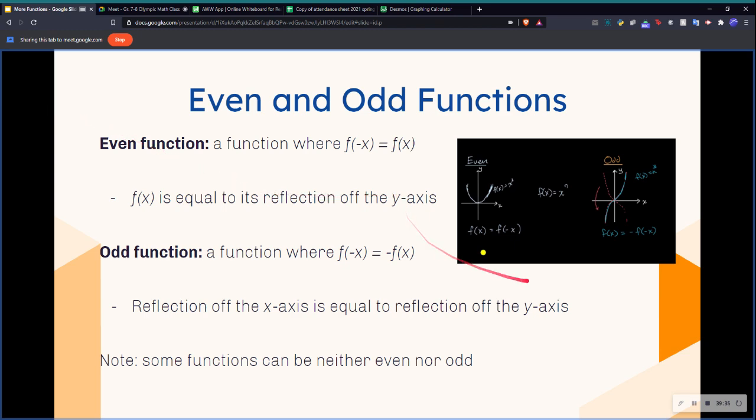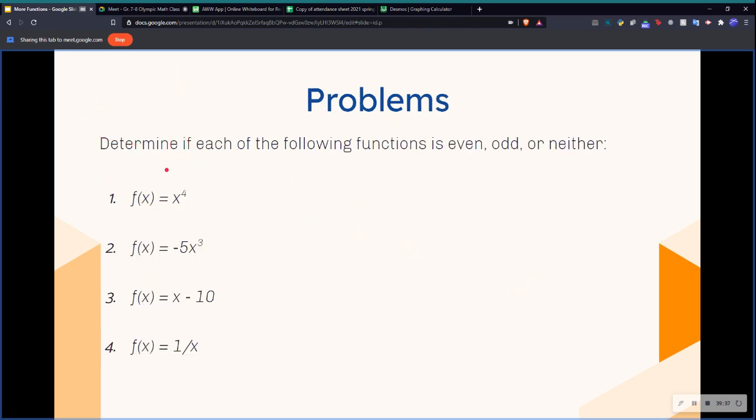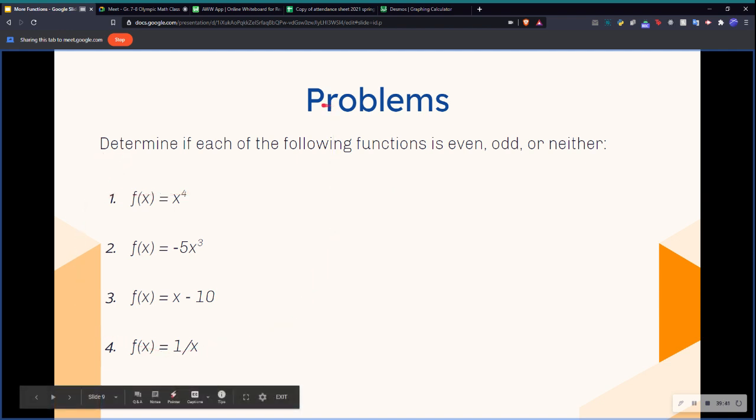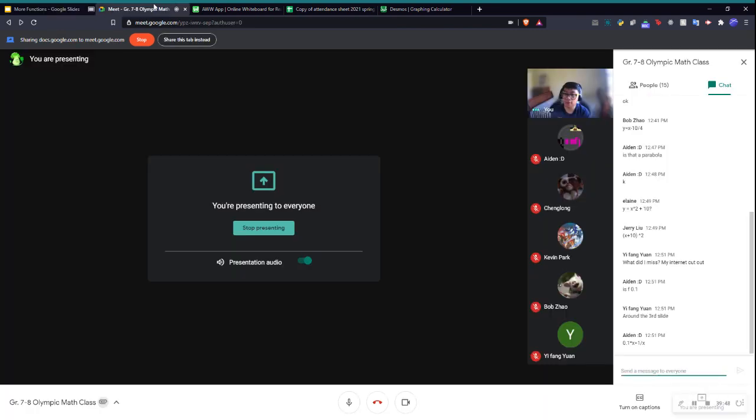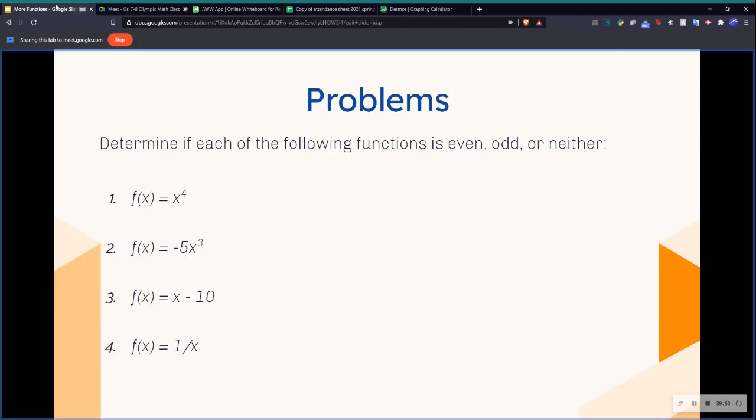All right, let's try the following problems. So determine if each of the following is even, odd, or neither, right? I'll give you guys a minute to figure these out. Shouldn't take too long, hopefully. Oh yeah, and also a function can't be both even and odd, right? It has to be one of them, if it is, that is.